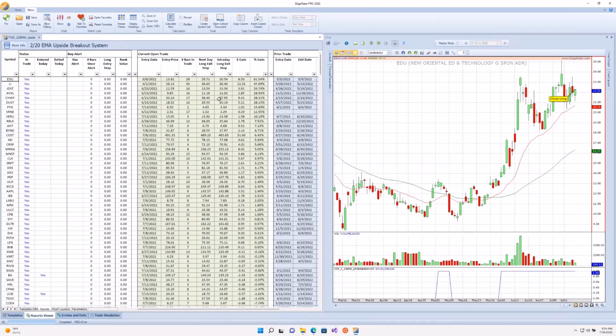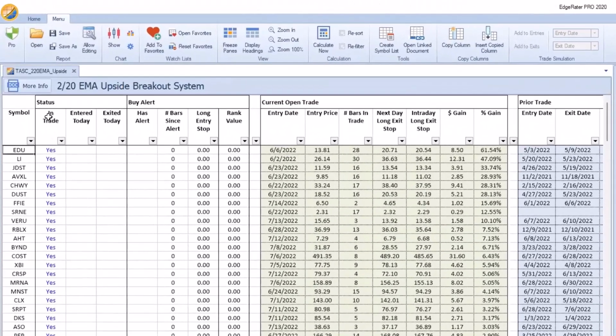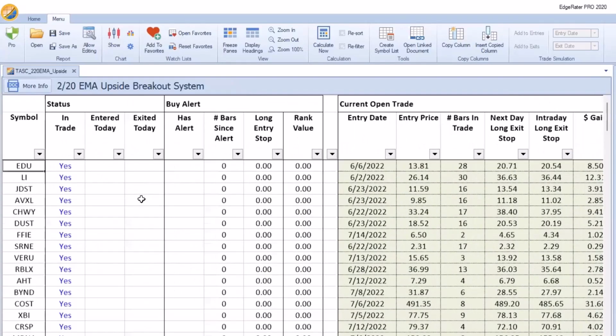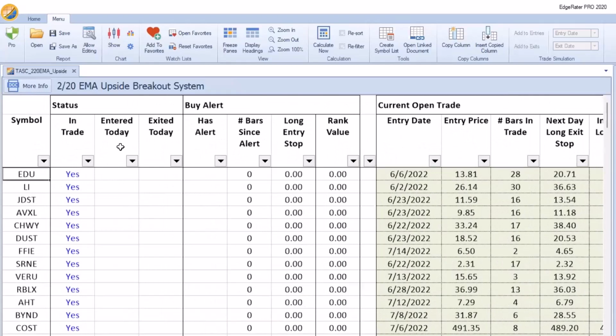The template, or the report produced by the template, has a lot of information in here. So it'll tell you the status of every stock in your list, whether it's currently in a trade based on this system, and let me zoom in a little bit here so you can see that a bit better. Whether that trade was entered today or exited today, always interesting to know. If it's not in a trade, maybe it has a buy alert. So it's got those 2 bars above the 20 and it's just waiting for the price to move 10 cents above. And in which case the has alert will be true and it will tell you where the entry stop is as well.